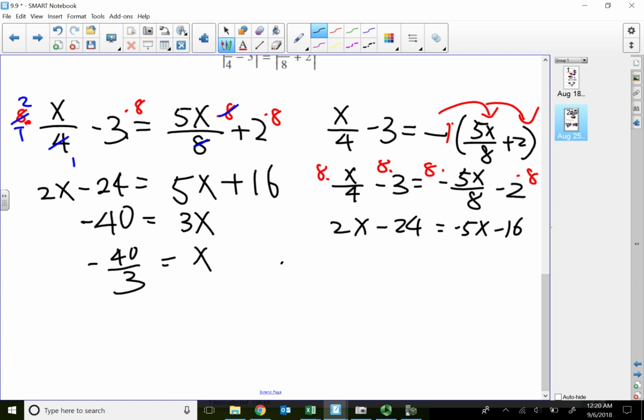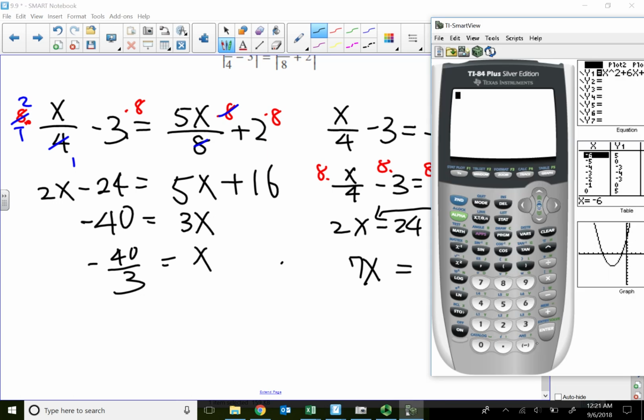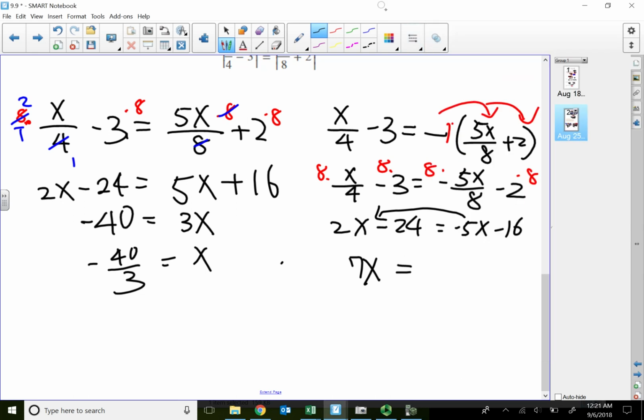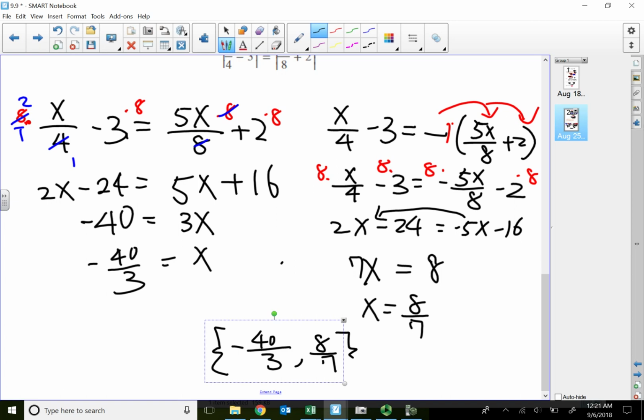The sign will change. So this time I'm going to move my negative 5x to the left side. That becomes 7x here. Negative 24 moves over, becomes positive. So negative 16 plus 24, or we can say 24 minus 16, which is 8. Divide both sides by 7, x equal to 8 over 7. So my solution set is negative 40 over 3, comma, which separates the two answers. The other answer, 8 over 7.